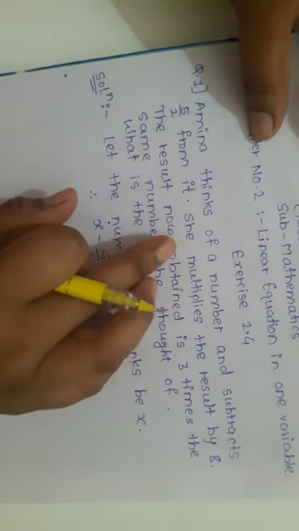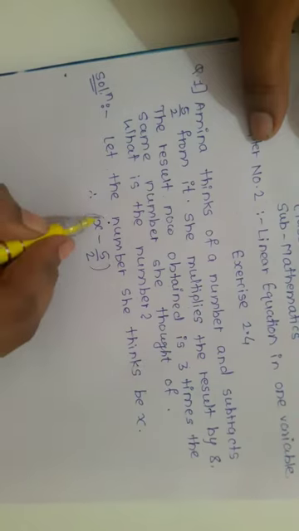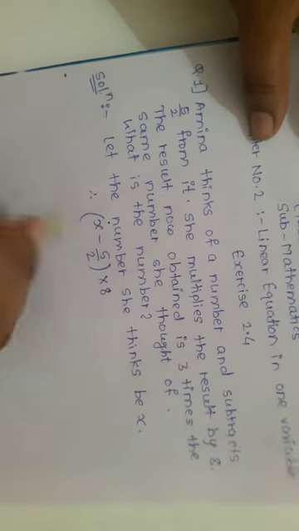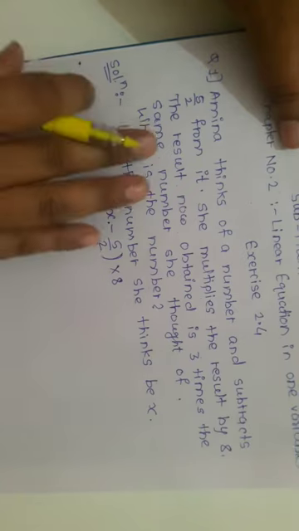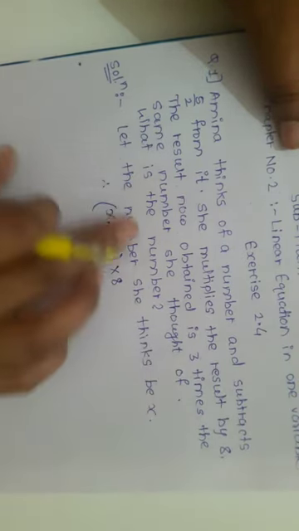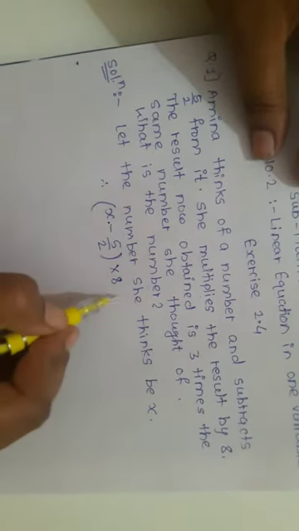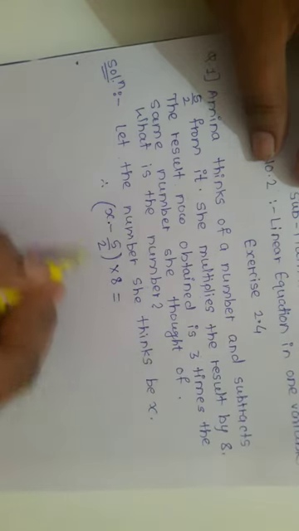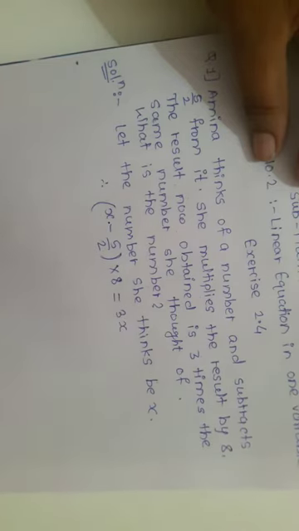Again what is given? She multiplies the result by 8. She multiplies this whole result. Okay, so this whole result obtained, she multiplies by 8. So multiplying this result by 8, we get (x minus 5 by 2) into 8. Now see next, the result now obtained is 3 times the same number she thought of. This result obtained is equal to what? 3 times of the same number, means 3 times of this x. So (x minus 5 by 2) multiplied by 8 is equal to 3x.